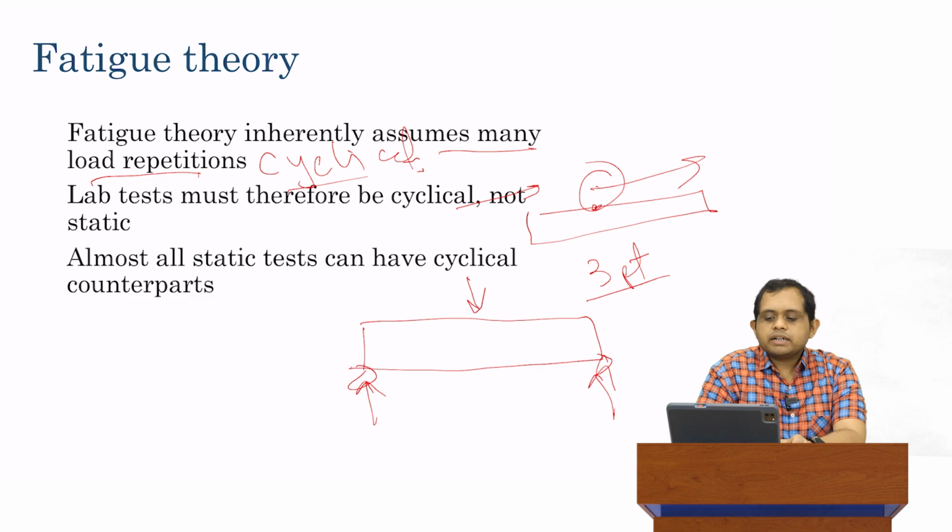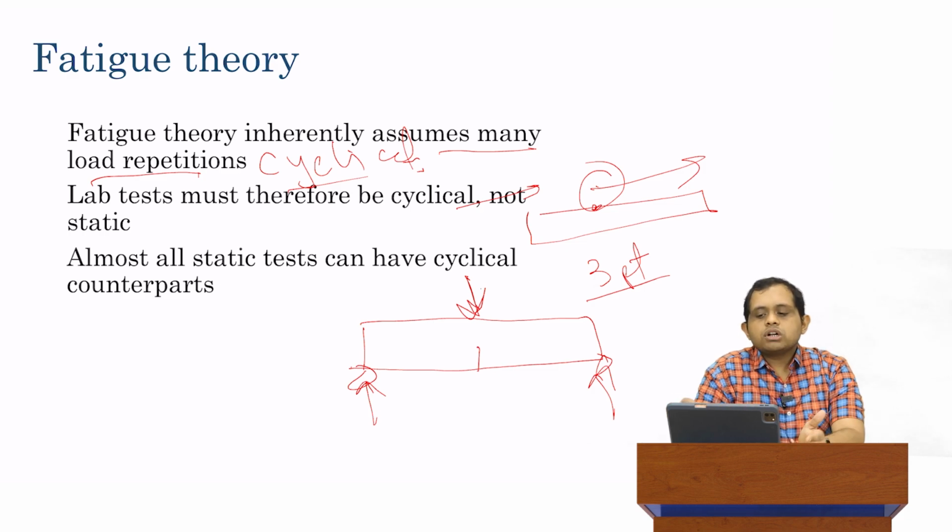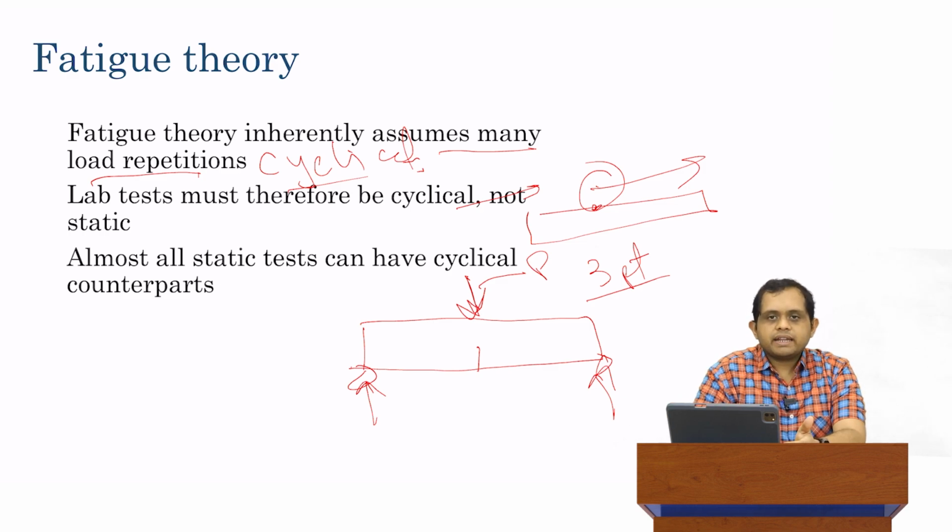We basically run the test, so we monotonically apply the load until a crack forms. Once a crack forms, we say the beam has failed. Whatever the maximum load was, we calculate the flexural stress from it, and then we end up getting the strength, or the nominal strength, of this beam in this sort of loading.